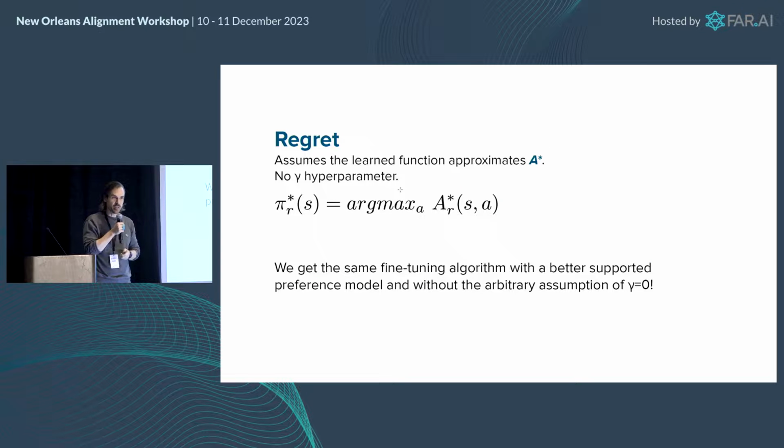If instead we assume that preferences are from regret, then instead of learning the reward function, what we've learned is an approximation of the optimal advantage function. And we end up with the exact same decision rule without having to assume anything about the discount factor. That decision rule is that we're argmaxing the learned function, which in this case is interpreted to be the optimal advantage function. So we get the same fine-tuning algorithm with a better supported preference model and without the arbitrary assumption that this discount factor is 0.